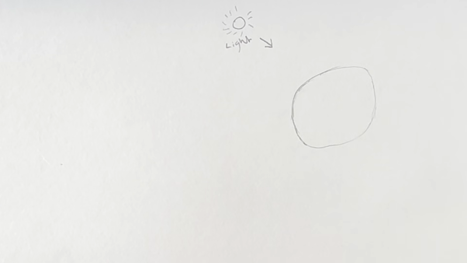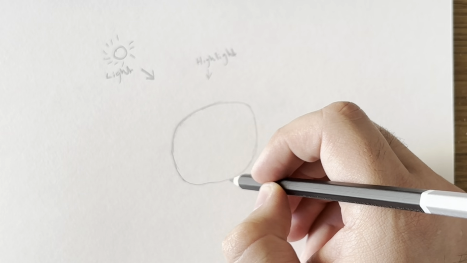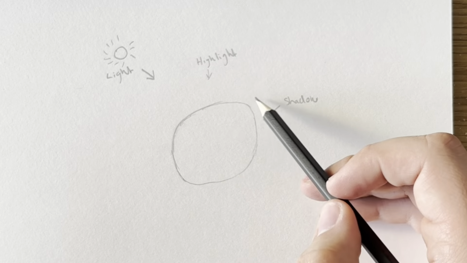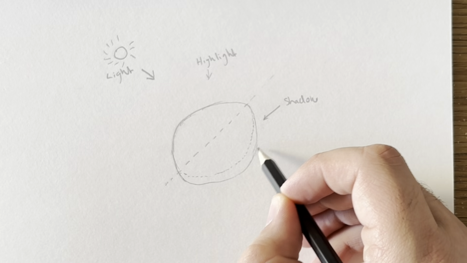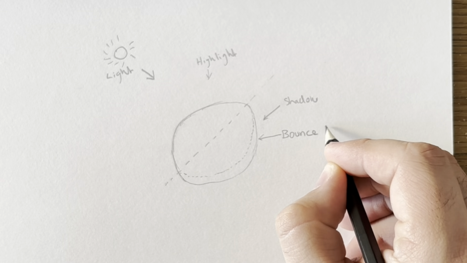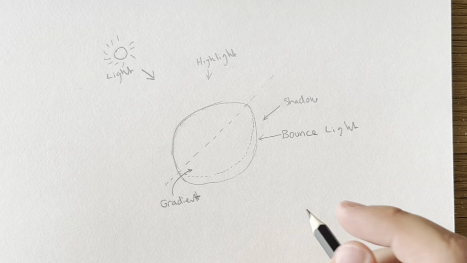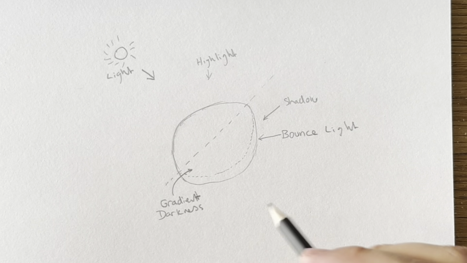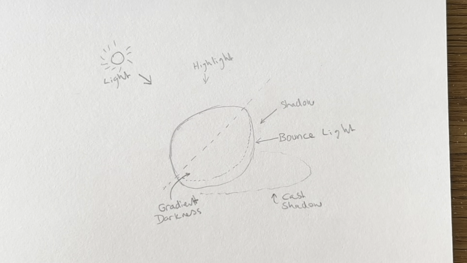In today's video, I will show you how to utilize light and shadow to make any drawing realistic. Light source there. There will be a highlight up here, a shadow on this side, and I'm gonna break it down. This area will be a bounce light, so light reflecting off the floor. Here will be a gradient, dark light, all that stuff, and then there is a shadow, a cast shadow.